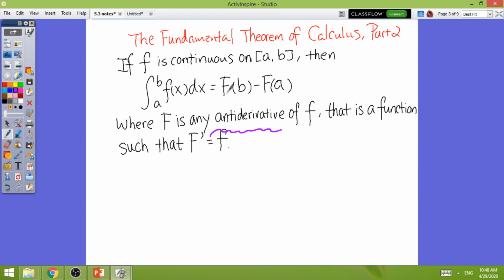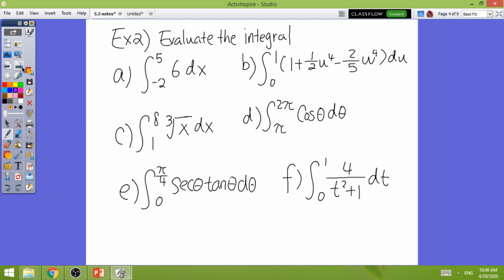So what this is saying is that capital F is always the original function, and little f of x is just the derivative. Once you integrate the derivative, you'll get the original function back. So now let's do some examples like this. For a, once you integrate 6, it's 6 times x. So that's the original function.